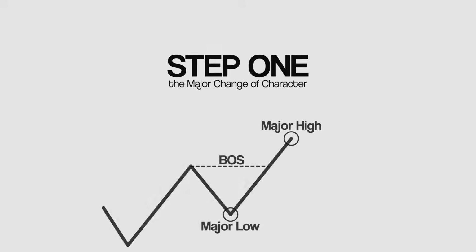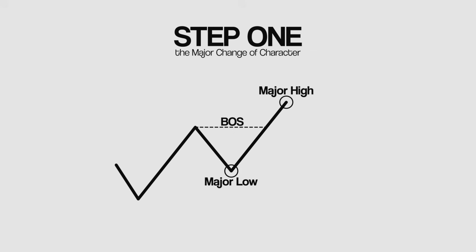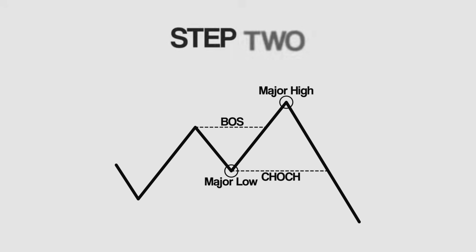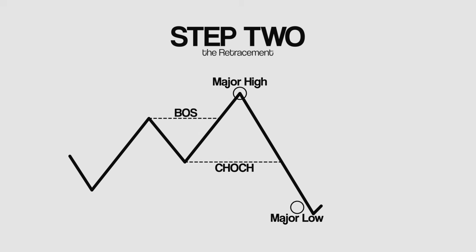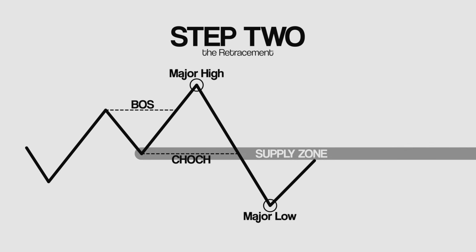Step 1 is the major change of character. Price breaks the last major protected low or high. In an uptrend, this means price breaks the major low. Step 2 is the retracement. Price pulls back toward the supply or demand zone responsible for the change of character. This is the moment where institutions reposition and prepare for the next expansion phase.